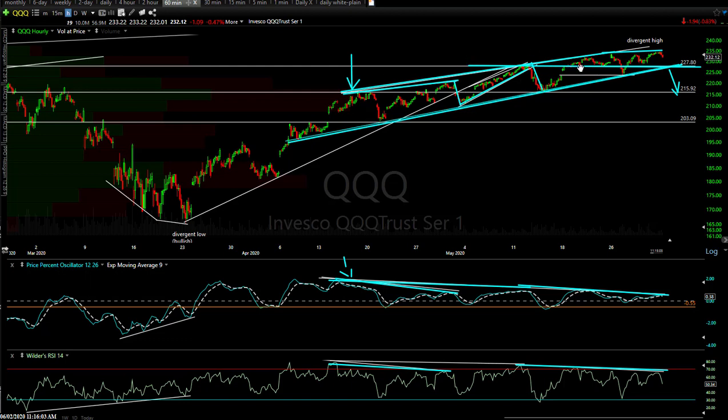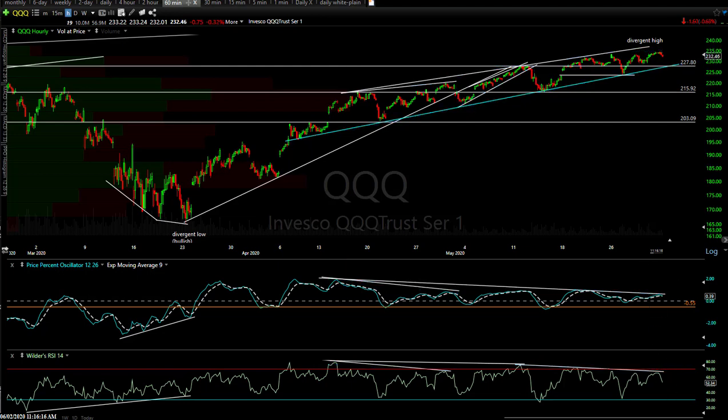Until then, it's just had a very slow grind, but a steady, persistent bid. All pullbacks are getting bought up. But again, these divergences as of now haven't been taken out. And in fact, not even close. They're still very much intact. And now let me show you something else.